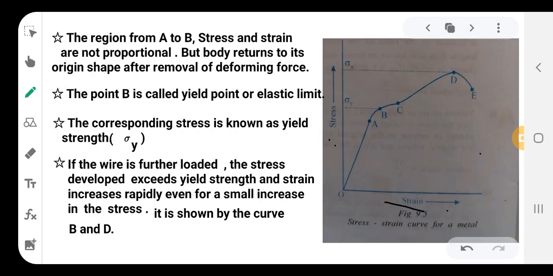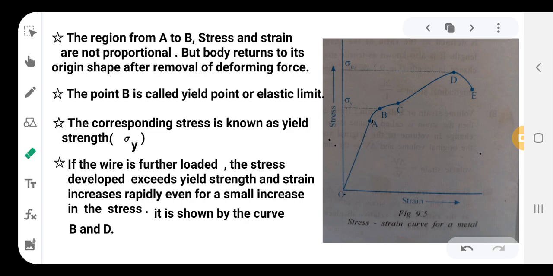So in the initial part, that is from O to A, as you are applying the stress, there is an equal amount of strain in the wire. So from O to A, it is known as the proportionality curve. That means if you remove the stress, the wire or the substance will come back to its original shape.